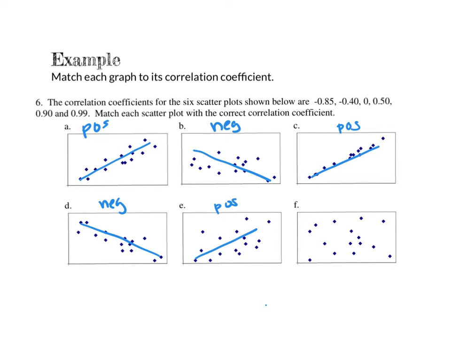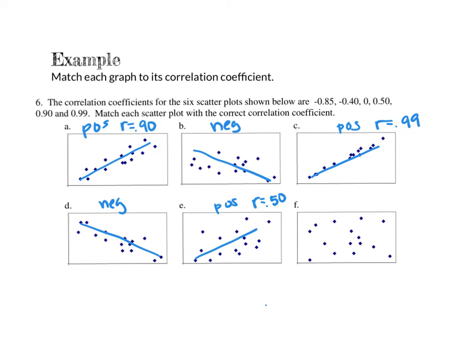So when I look at the first one, I know it has to be a positive graph. And you base these off of the coefficients that you have available to you. So your positive values are 0.5, 0.9, and 0.99. Well, realize that 0.99 is going to be the strongest, as close to a line. It looks like it's going to be C here. So our R here is just 0.99 because it's the closest to a line. The next closest to a line is A, and that'll be R equals 0.90. And then the one that's furthest from the line that's positive is E, and this R is equal to 0.50.